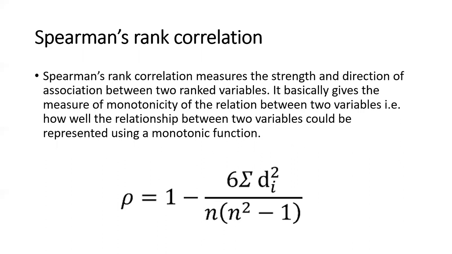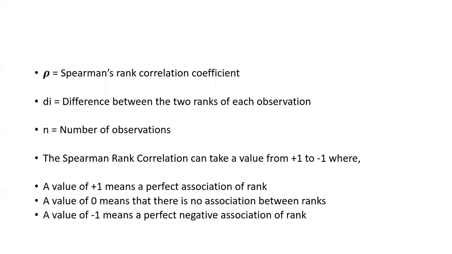The formula for Spearman's coefficient of correlation is ρ = 1 − 6 Σdi² / n(n² − 1). So I am repeating this formula once again: ρ = 1 − 6 Σd² / n(n² − 1). So this was Spearman correlation.